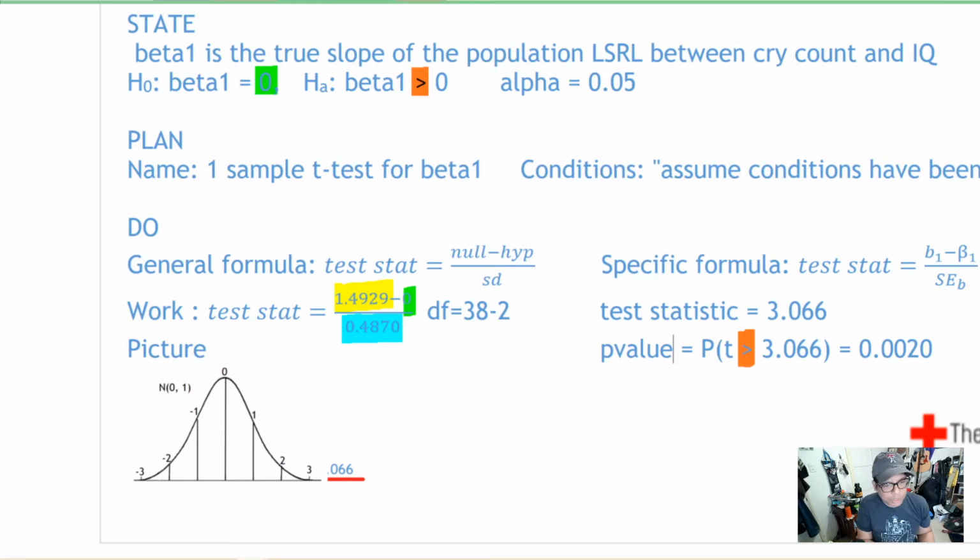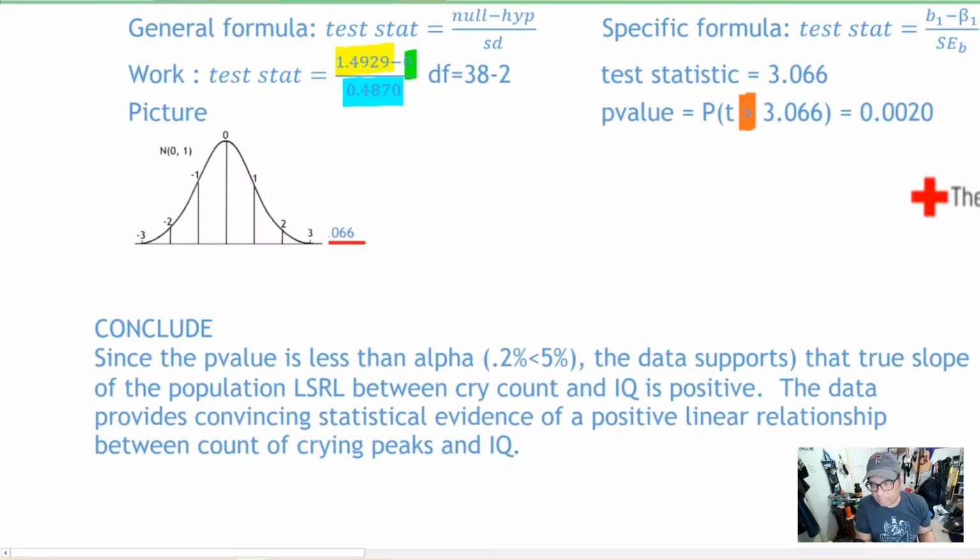0.002, which inevitably leads us to our conclusion. Since that p-value is less than alpha, 0.2% is less than 5%, the data supports that the true slope of the population LSRL between cry count and IQ is positive. The data provides convincing statistical evidence of a positive linear relationship between cry count, count of crying peaks, and IQ.